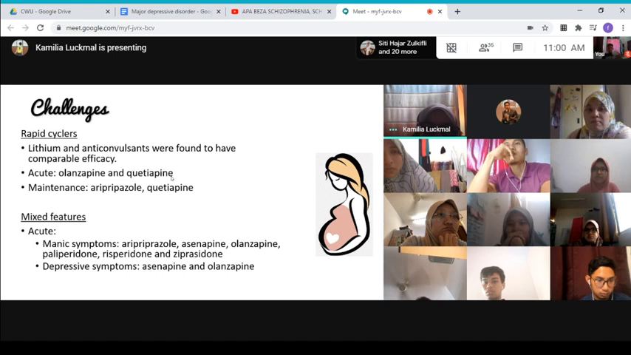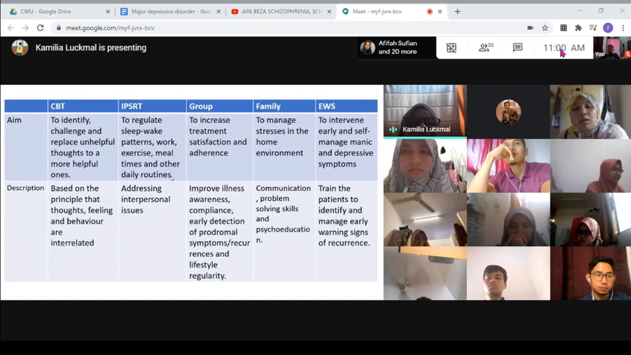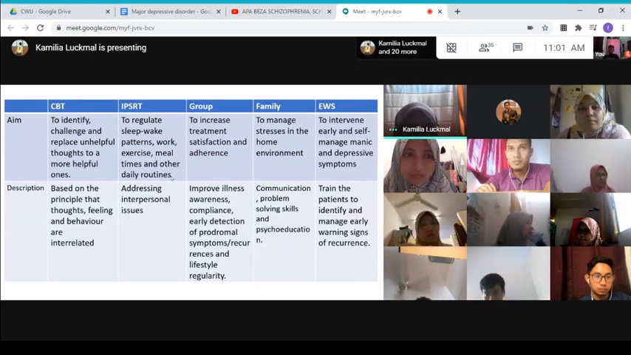So the differences between these I have divided in the table. The aim for CBT is to identify, challenge, and replace unhelpful thoughts of the patient with more helpful ones. While for IPSRT, it is to regulate the patient's sleep-wake patterns, work, exercise, meal times, and other daily routines. Okay, maybe you can read this later on.